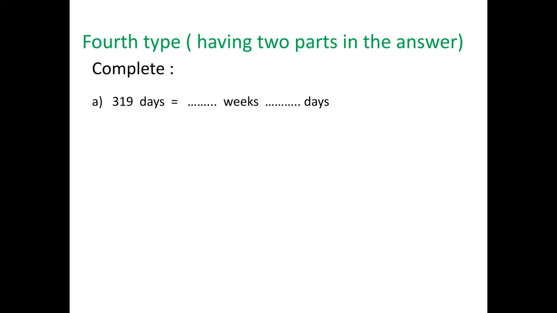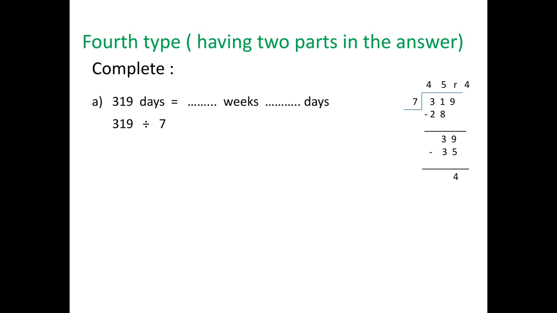Which number will I use in division? I will use number 7 because there are 7 days in a week. Let's divide together. This is long division. Here is my long division. My answer is 45 remainder 4. What do we mean by this? It means that I have 45 weeks, but there are 4 days left.